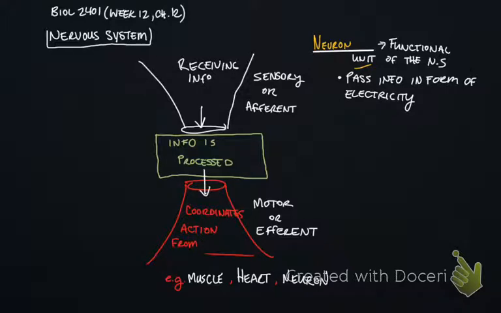So it receives information through a neuron, and that neuron is called a sensory neuron, or afferent with an A, and then it sends that information to the central nervous system that coordinates that information, processes it. And remember, the central nervous system includes the brain and the spinal cord.